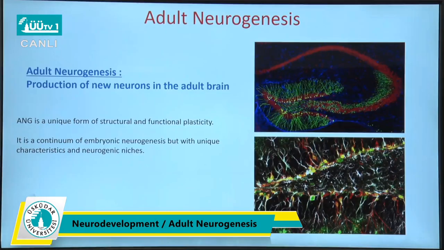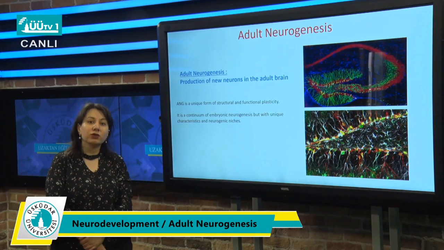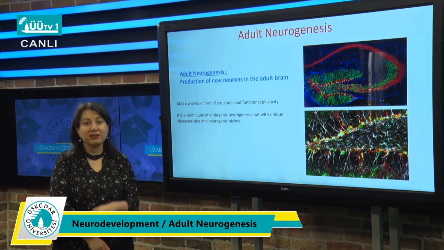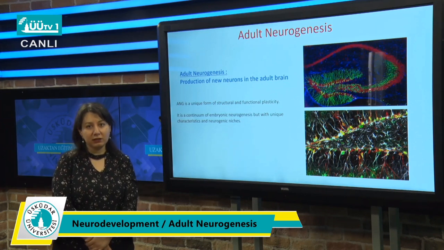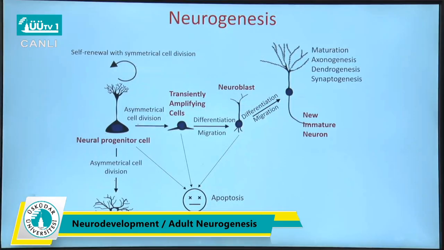So by definition, adult neurogenesis means the formation, the production of new neurons in the adult organism, in the adult brain. And it is a unique form of structural and functional plasticity, which I will elaborate on in the following time. And we consider it as a continuum of embryonic neurogenesis. However, it carries different characteristics. Both the cells of the subventricular zone and the function of these differentiating cells differ quite a lot compared to the embryonic development. Let's just review these processes once again.